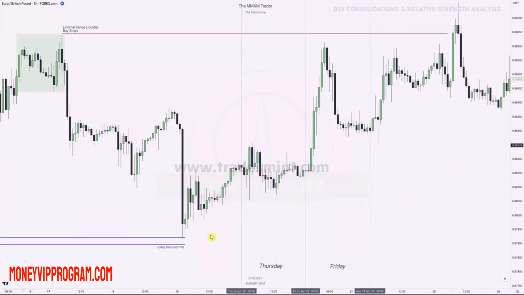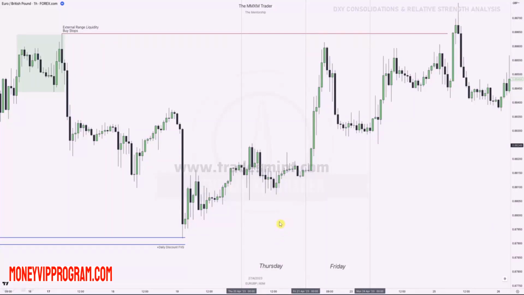So over here we're going into an intraday chart. We've got a 1 hour chart for Euro British Pound. We've got a market maker buy model. We've got our original consolidation up here, right? We've got sell side of the curve until we hit that key level right over here, that discount fair value gap on the daily chart. Now, with DXY consolidating early in the week and extending further in the week, we can focus on Thursday and Friday's candle expansion up higher into those external range liquidity buy stops.